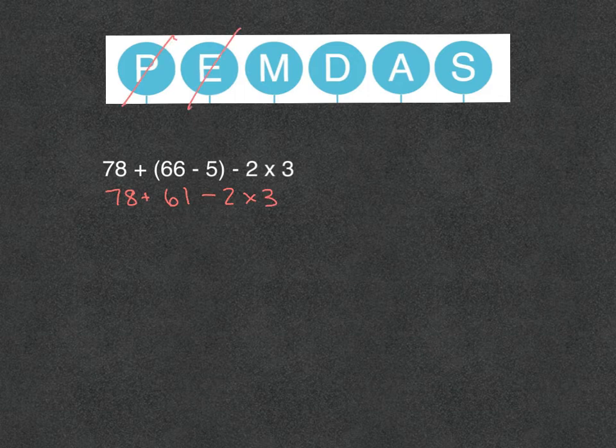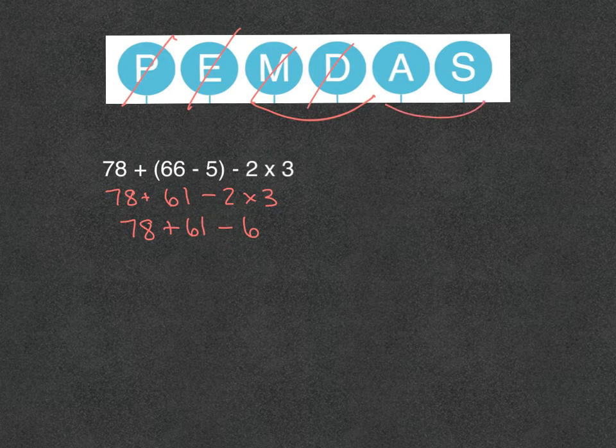I don't see any exponents. Multiplication and division is the next thing. The only multiplication we have is that 2 times 3. So 78 plus 61 minus 2 times 3 is 6. We're done with multiplication and division. Now we're on to addition and subtraction.